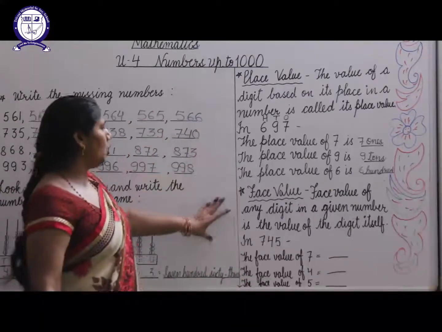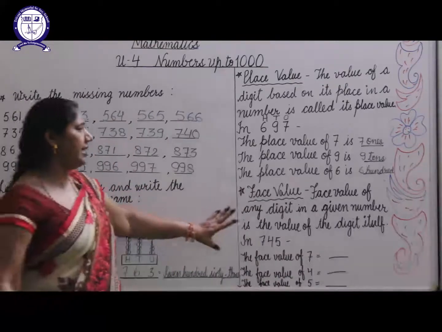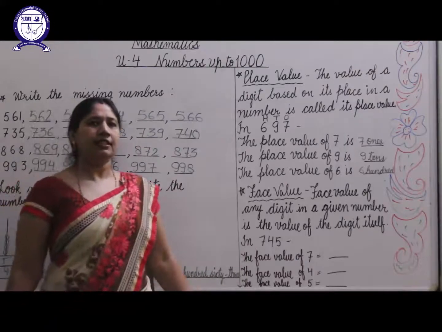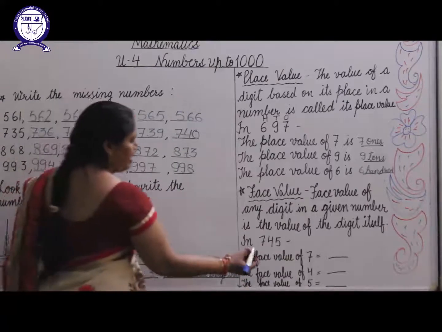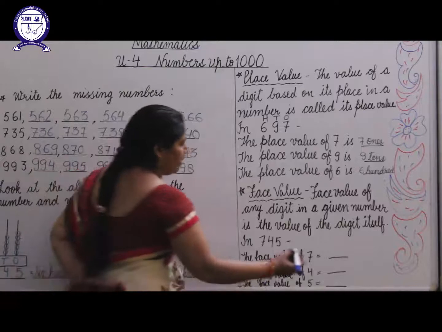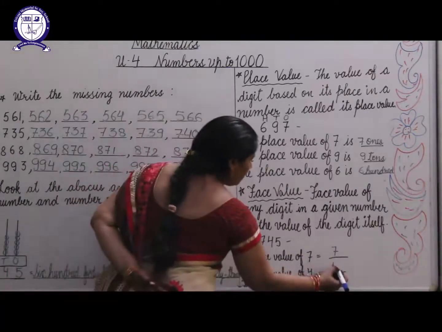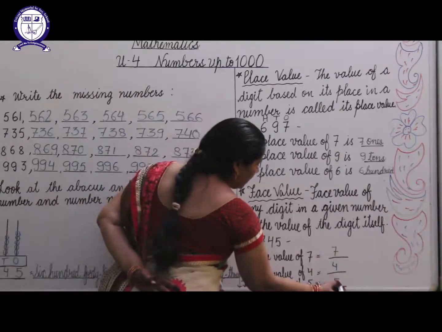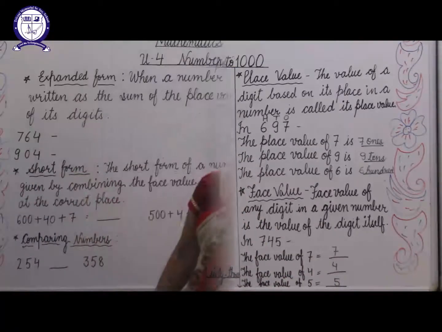So come to the next module, face value. What is a face value? The face value of any digit in a given number is the value of the digit itself. That is, no matter what is the place of the digit. For example, in 745, the face value of 7 is 7. The face value of 4 is 4. The face value of 5 is 5. In this case, the place does not matter.